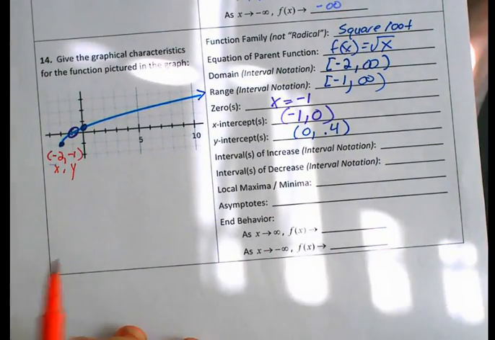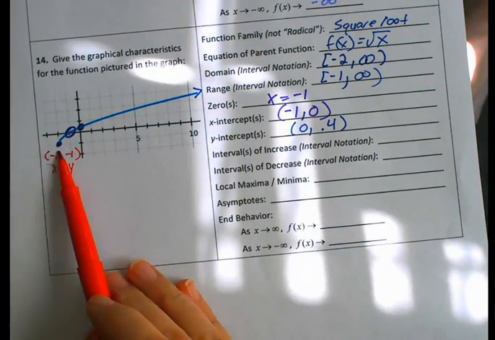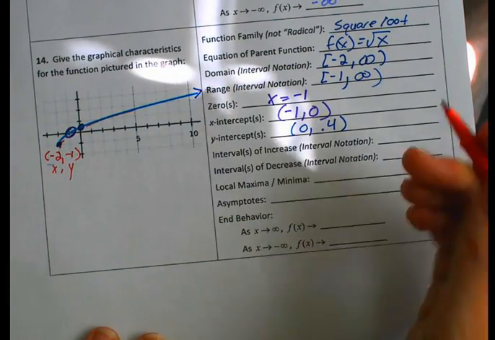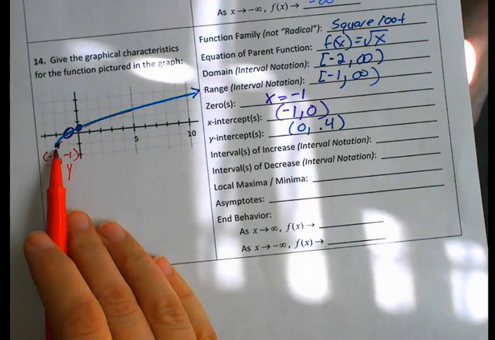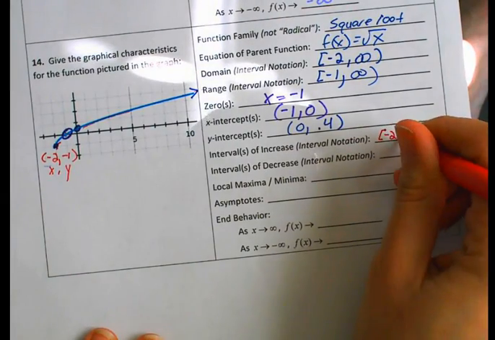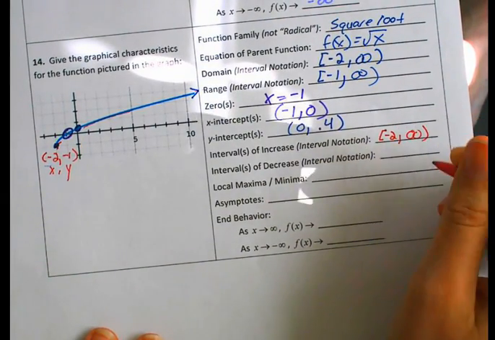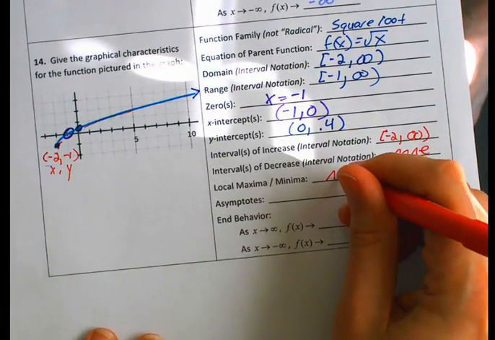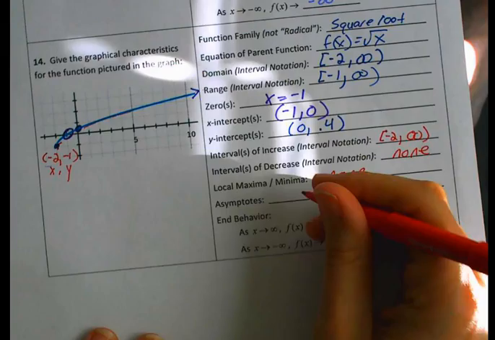All right, increasing and decreasing intervals. Notice again, if I start here, this graph continues to increase the entire way. So I'm increasing. Now the starting point of the increase is at -2, so I'm increasing from -2 to infinity. There's no place where there's any decrease. There's no change in direction. There's no asymptotes.